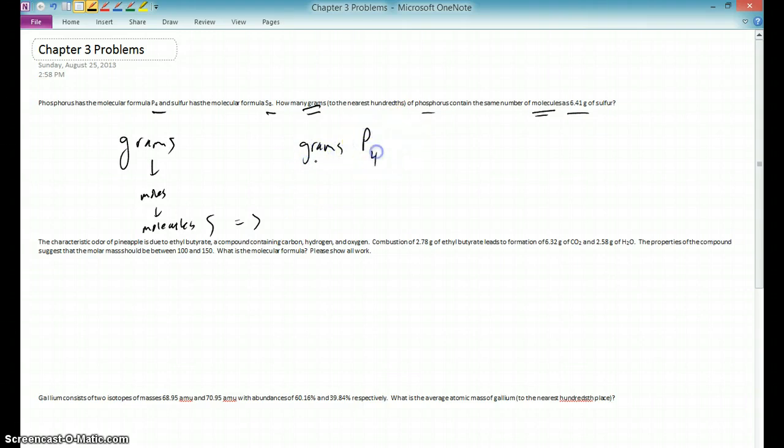And that's P4 here and S8 there. So again, you won't be able to go directly to grams, but I'll leave it to you to figure out what to do from there.